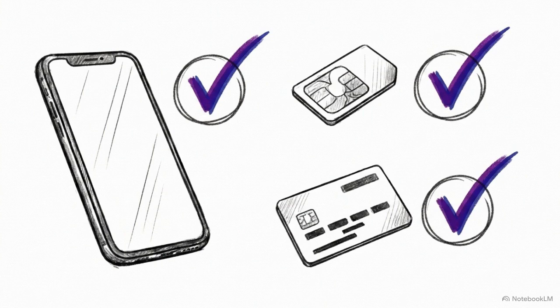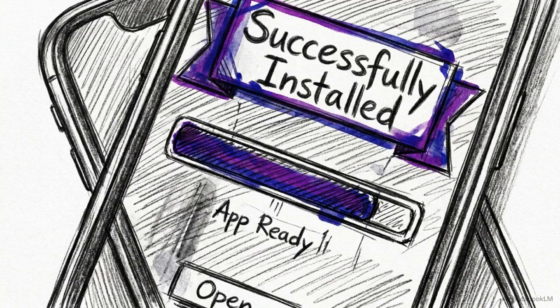To start, you need 3 items: your smartphone, the SIM card linked to your bank account, and your physical debit card. Having these 3 items on hand prevents the most common installation errors and ensures the verification process is successful on the first try.